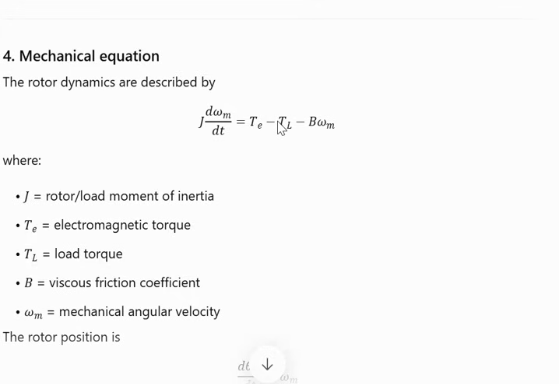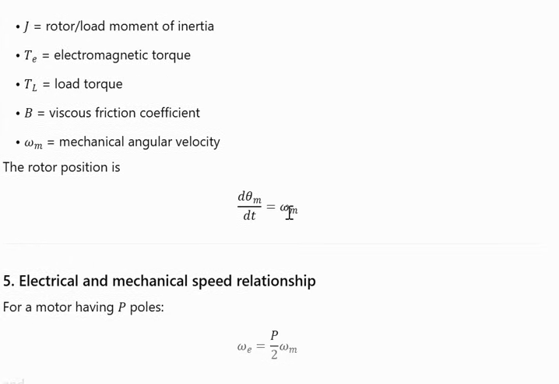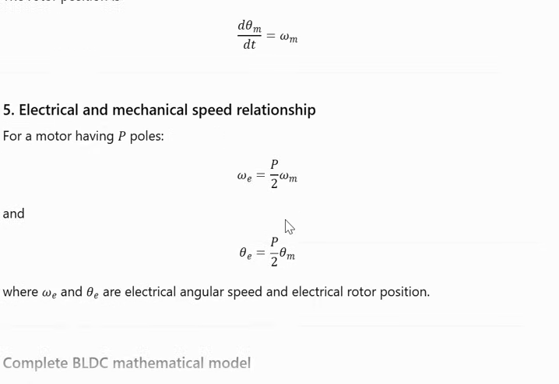The torque produced from the armature is not completely given to the load side. Some of it is lost, so the difference between TE and TL is mentioned with the term minus beta omega m, where beta is the viscous friction coefficient and omega m is the mechanical angular velocity. The rotor position is indicated as d theta m/dt, which is equal to the angular velocity.